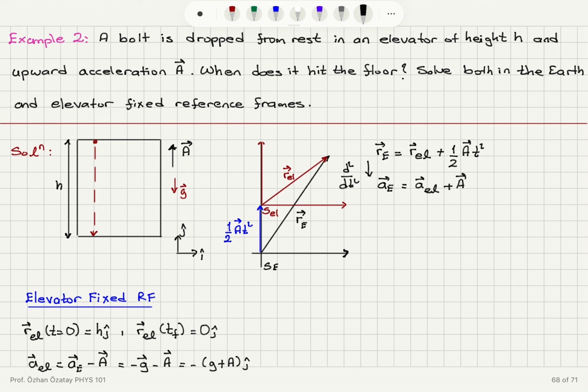Okay, so we can basically see that this is going to be a constant acceleration motion in the elevator reference frame.